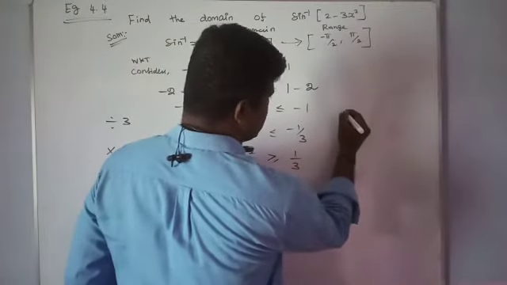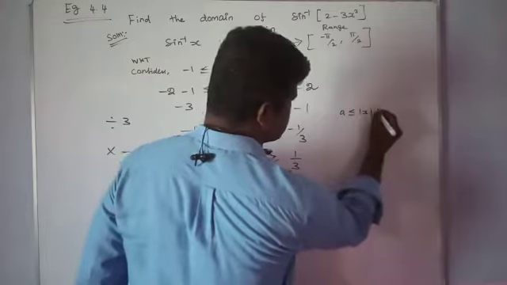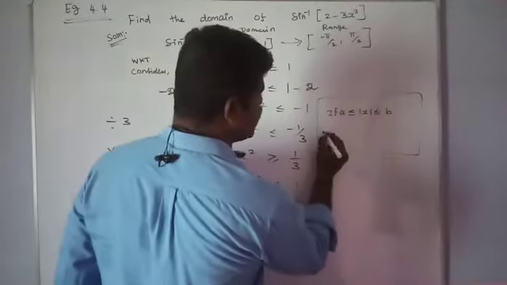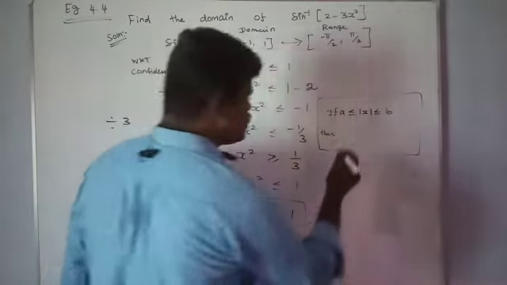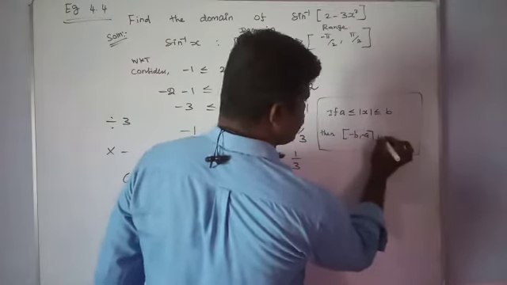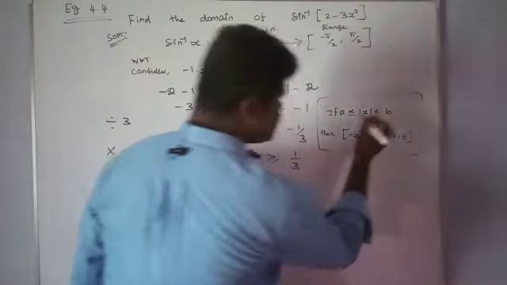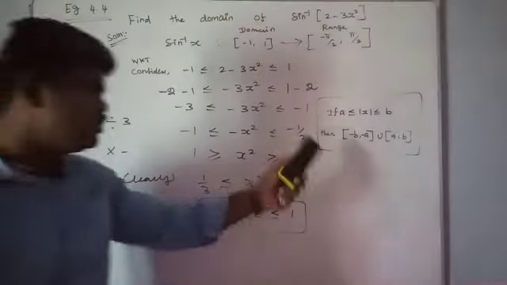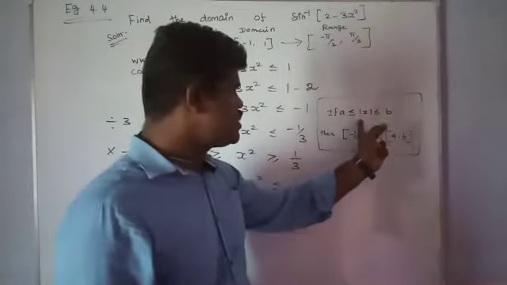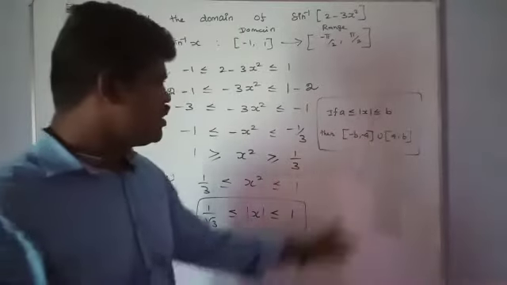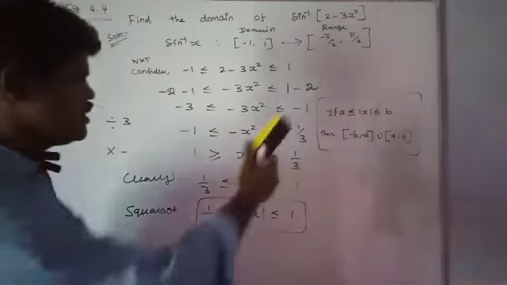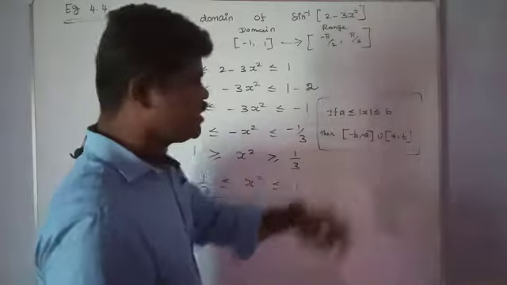One important property is that if a less than or equal to modulus x less than or equal to b, then we can write the interval as minus b comma minus a union a comma b. This is the important property. Already you know it from the 11th standard, or otherwise memorize it now. So this is the closed interval. You cannot change the bracket also.